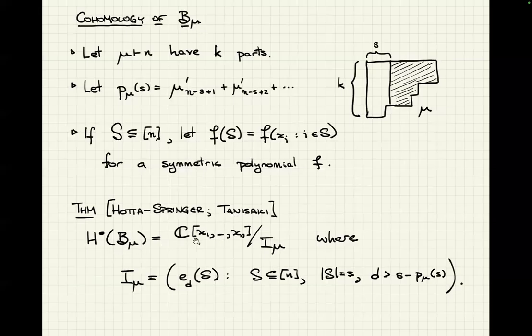So this presentation is, again, a quotient of a polynomial ring in n variables by a certain ideal I of mu, where I of mu is generated by certain elementary symmetric polynomials evaluated on partial variable sets, right? So we have elementary symmetric polynomials e_d evaluated on subsets S of my n variables, where the degrees and the sizes of my subsets have to obey a certain condition that I can never quite remember, but I've written down here. So that's the cohomology.